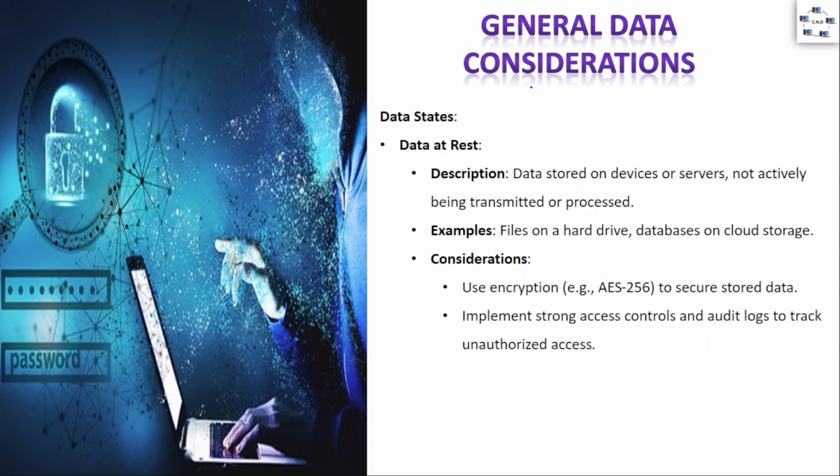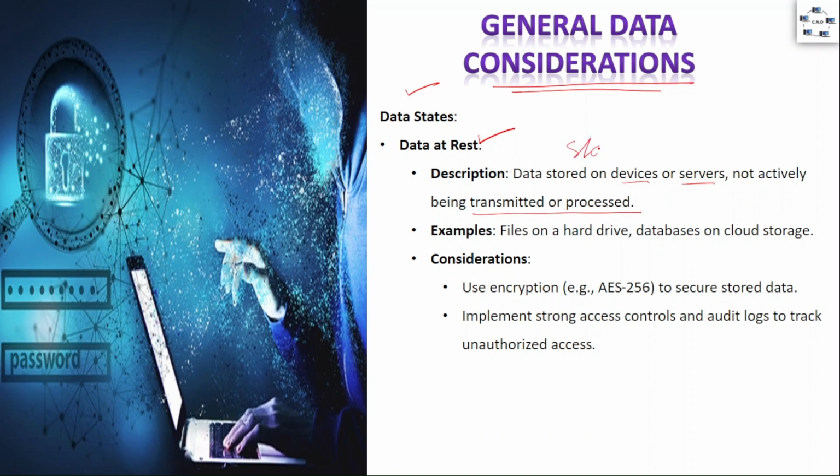So now some general data considerations. And the first one is the data state. So we have basically three basic data states, that is data at rest, data in motion or data in transit, and data in use. So first one is the data at rest, which is the data stored on devices or servers not actively being transmitted or processed. So this is basically the data in storage form.